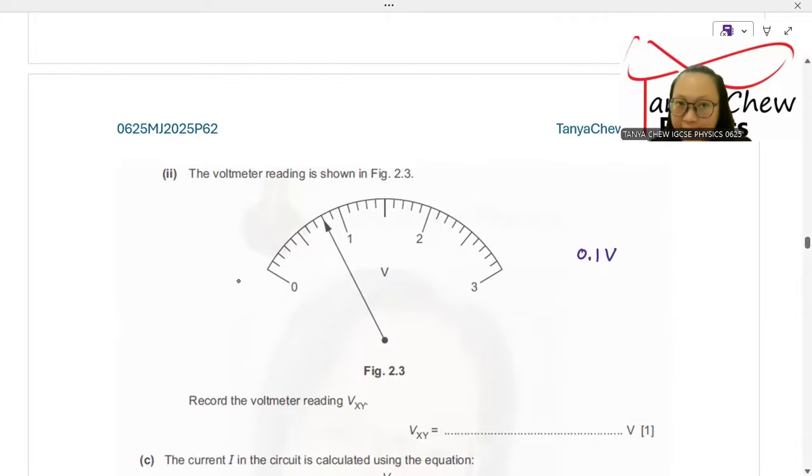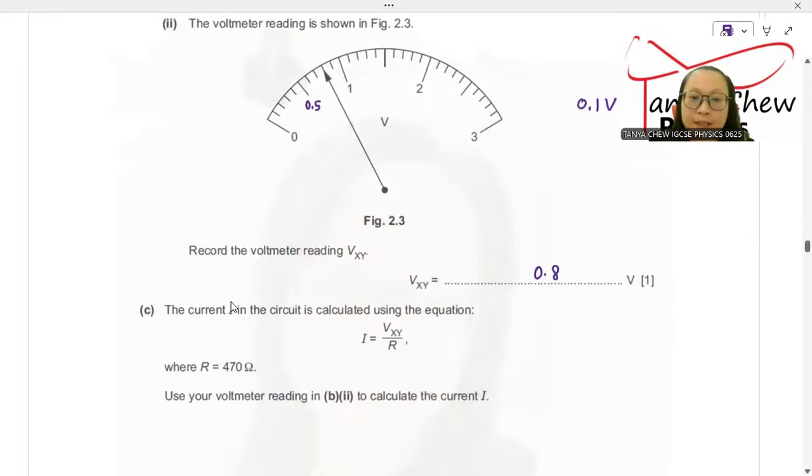And before that, I need to tell you that since this is a voltmeter, it is an apparatus. If you're using apparatus to do your measurement, just record your readings by following the decimal points of the smaller scale on that apparatus. Voltmeter, smaller scale is 0.1 volt. So this is 0.1, 0.2, 0.3, 0.4, this is 0.5, 0.6, 0.7, and 0.8. So I'm going to put here as 0.8 volt.